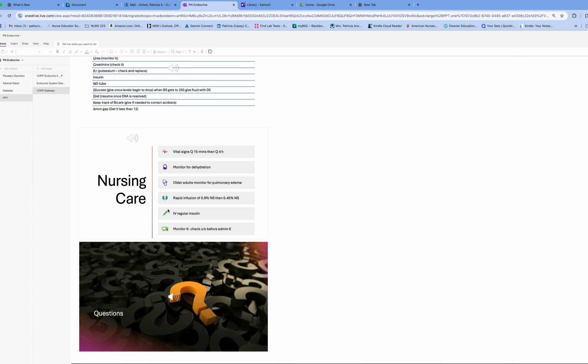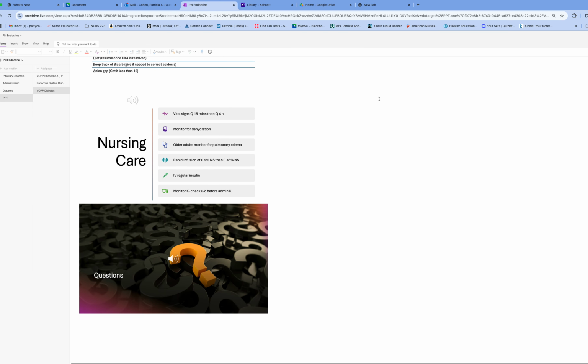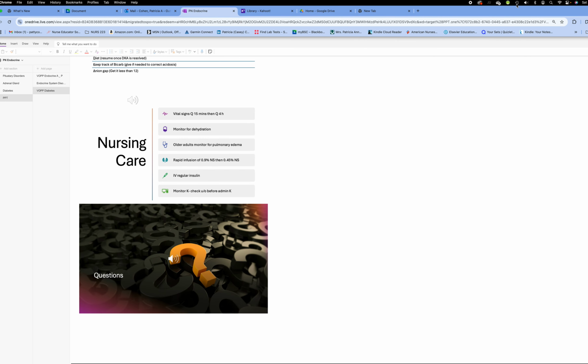Okay, nursing care: monitor the vitals every 15 minutes, then every 4 hours, and monitor for dehydration. They usually have hourly blood sugars to begin with. As you're replacing fluid, check for pulmonary edema. Rapid infusion of normal saline first, then 0.45%. Then as the blood sugar starts to come down, you can start adding dextrose to the IV fluids. Monitor the potassium, and remember to check the urine output before you give potassium. And that's it.